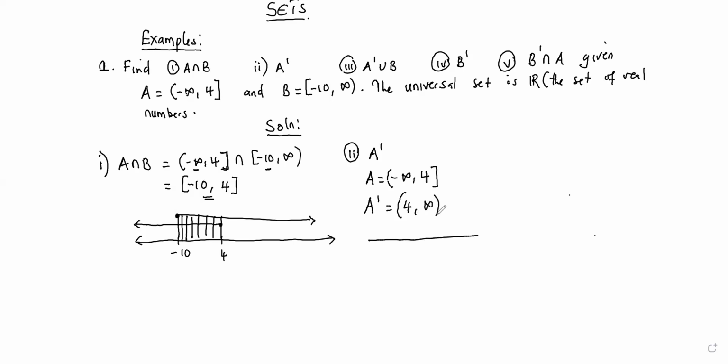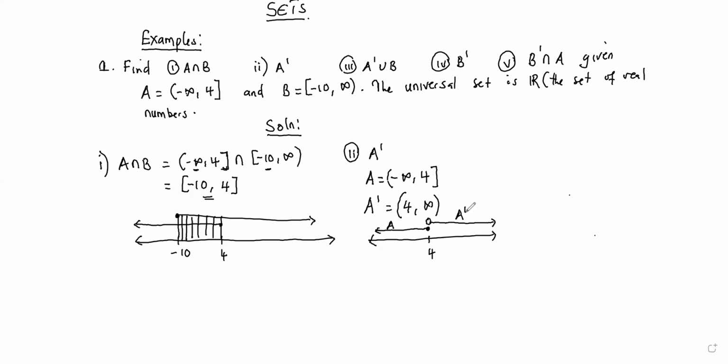On the number line, you have R there, and then you have 4 closed, going to the left, is A. So this part is A. So for the complement, you need a boundary. So the same 4 will be a boundary, but then you won't include it. Go all the way up to the end. So this will be A complement. The piece that is not in A, so the piece that has been left out by A in the whole universal set is what we call A complement.